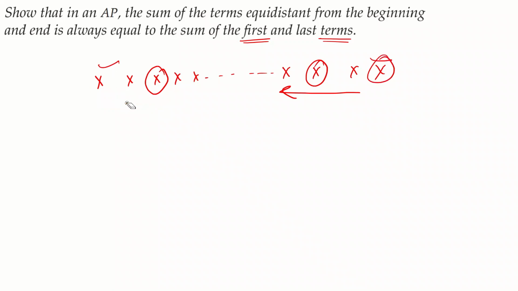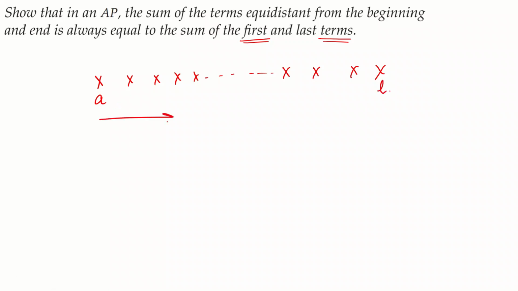So the question asks us, so let me frame it a bit more properly. Assume that A is the first term and L is the last term, and you take the nth term from the beginning and the nth term from the end.